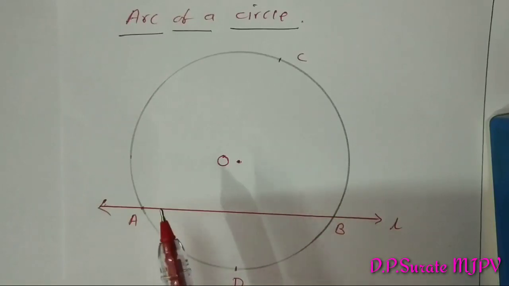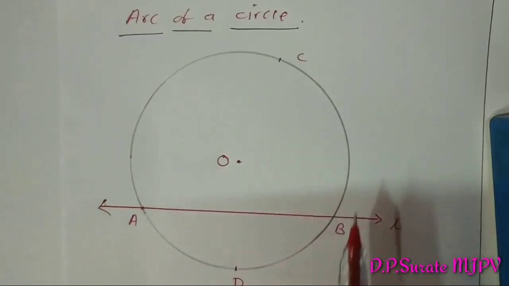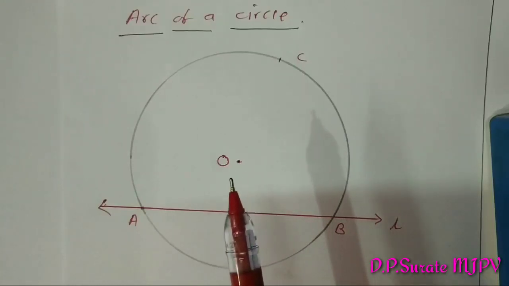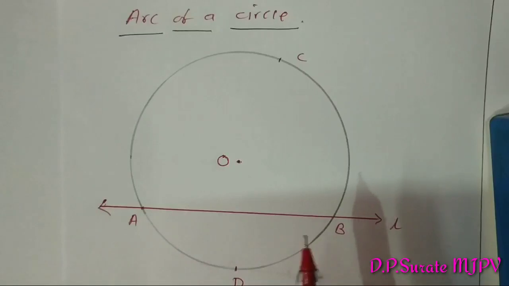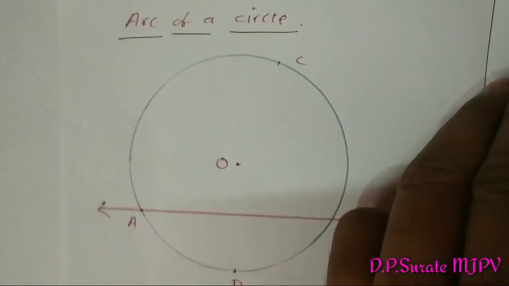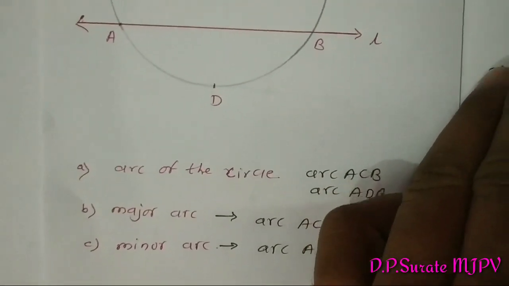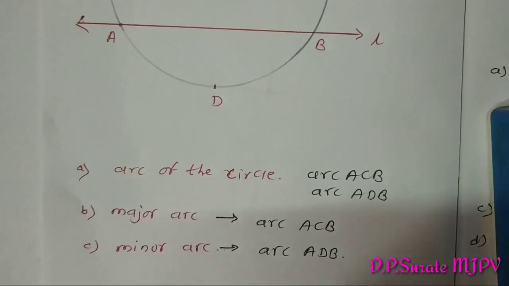Now here, ACB, this part contains the center of the circle and ADB does not contain the center of the circle, meaning it is on the other side. Therefore we have to say that arc ACB is the minor arc whereas arc ADB is the major arc.